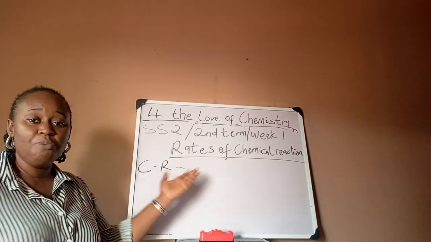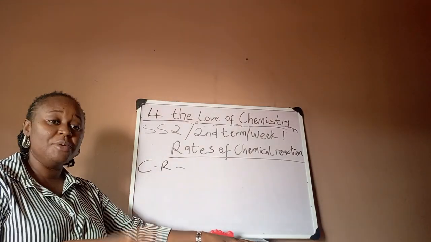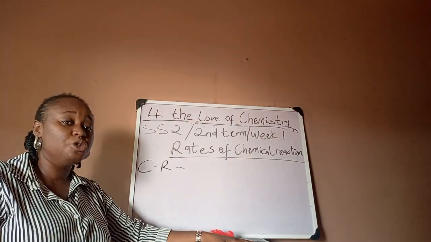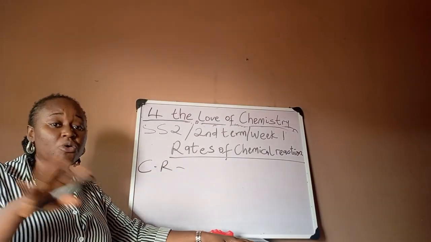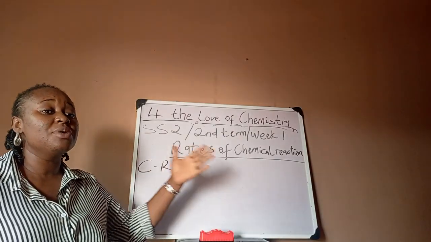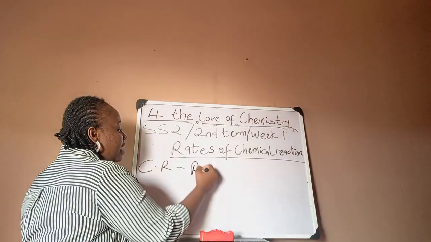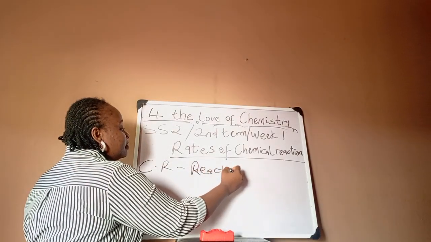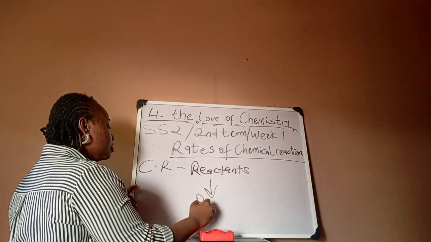For instance, when you burn wood, you will never get back wood again. That is a chemical reaction. In a chemical reaction, new substances are formed, while in a physical reaction, no new substances are formed. So basically, a chemical reaction involves the reactants and the products.